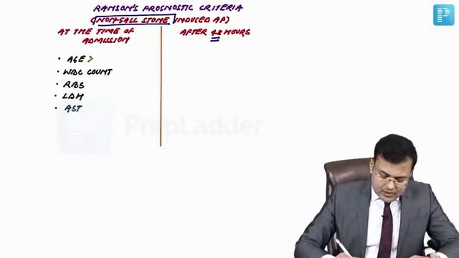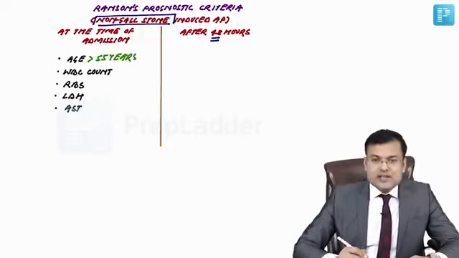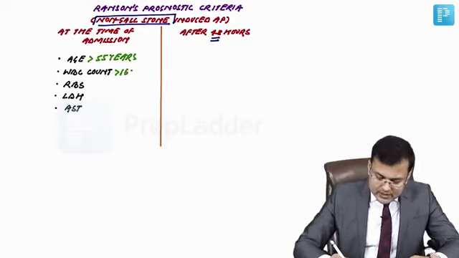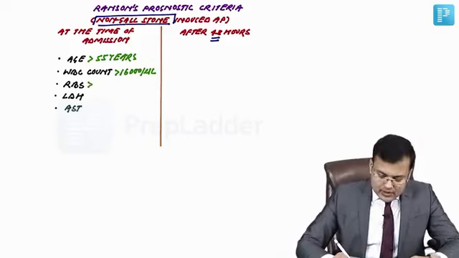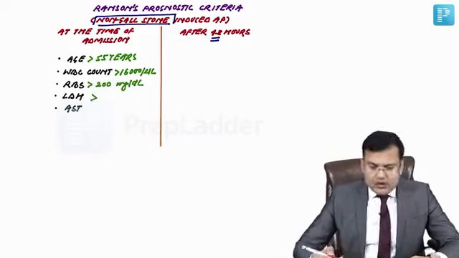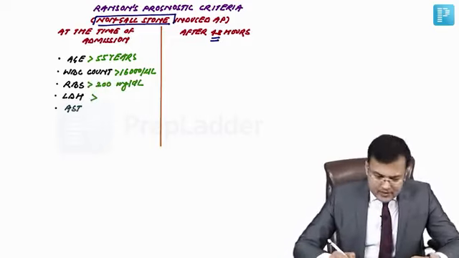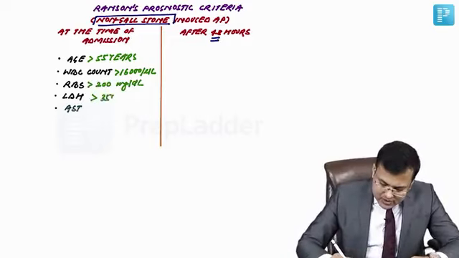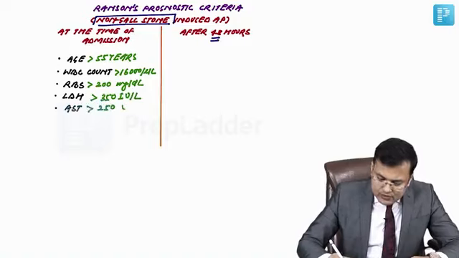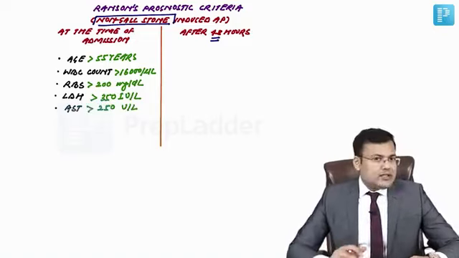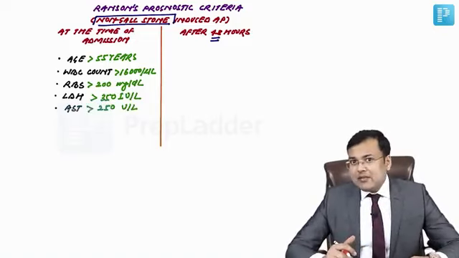Now see what are the parameters. First, age more than 55 years. Second, WBC count, how much? More than 16,000 per microliter. RBS more than 200 milligram per deciliter. LDH more than 350 international units per liter, and AST more than 250 units per liter. So these are the parameters which are assessed at the time of admission.